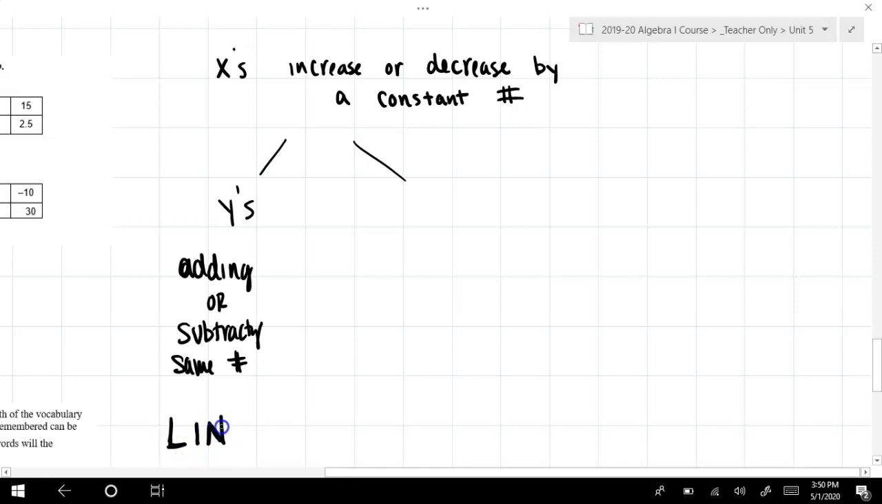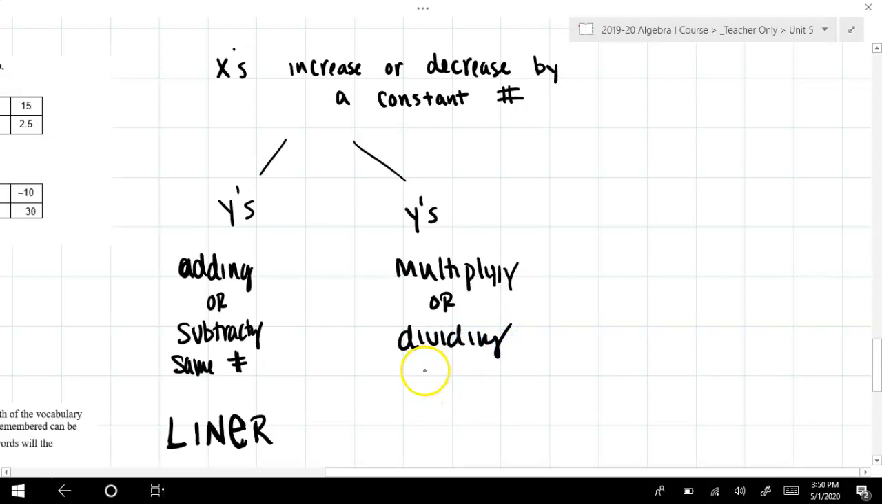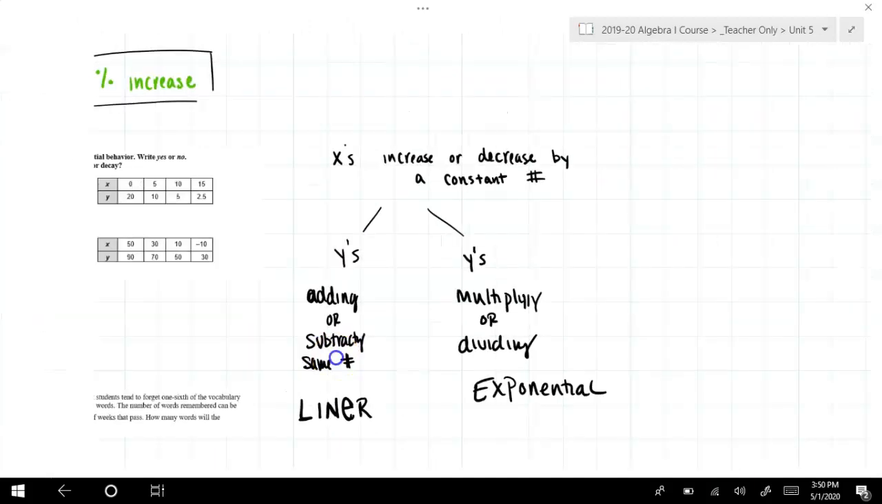If we're adding or subtracting the same number, this is linear. If we get from y to y by multiplying or dividing by the same number, this is exponential. So we check the x's first, and then we check the y's.